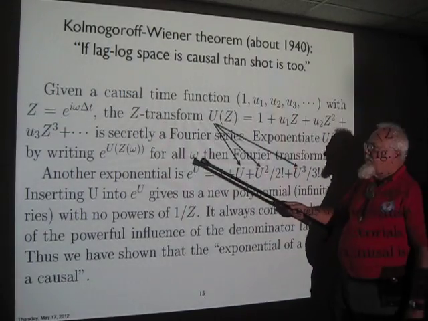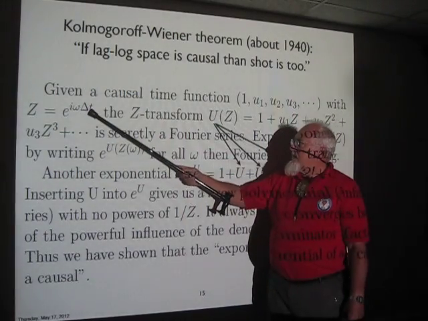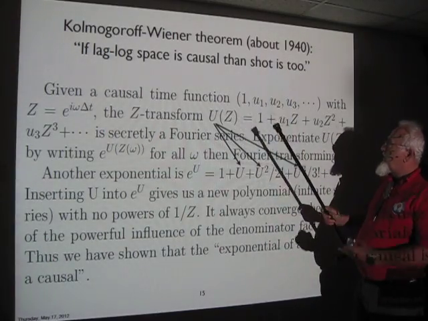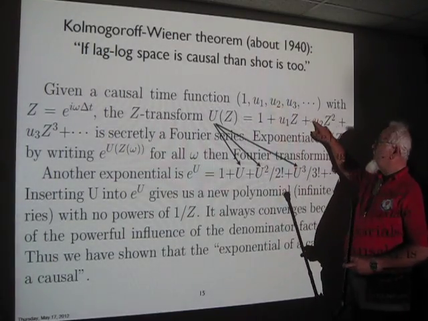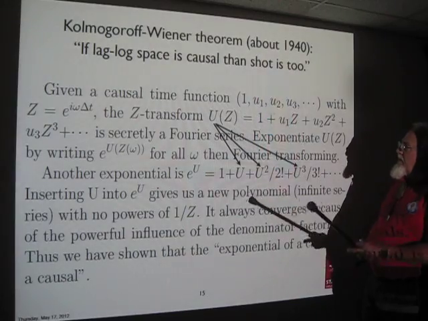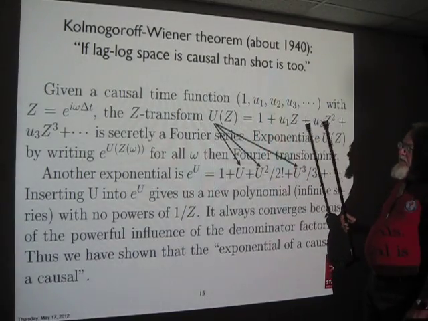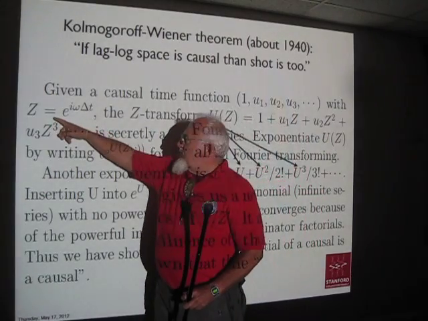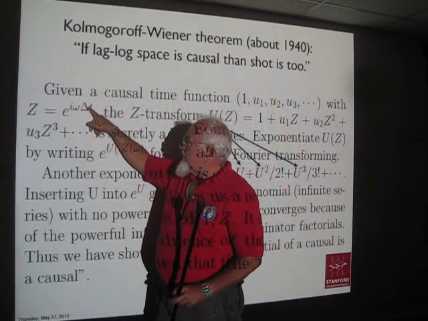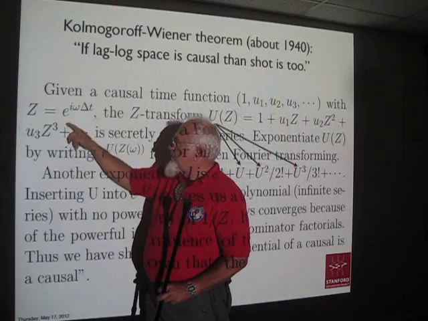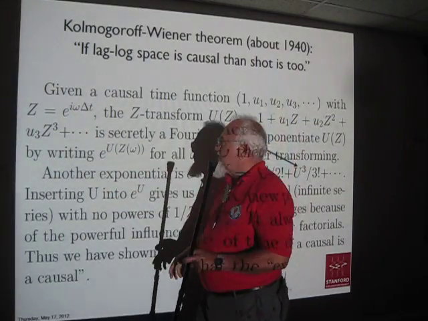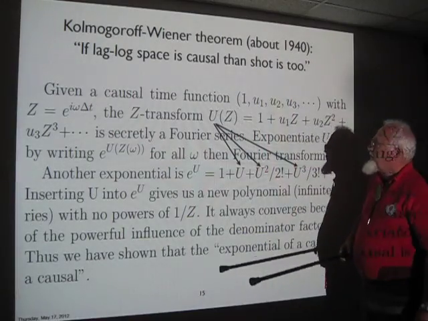We have the usual definition of z equals e to the i omega delta t. Then you make a z transform by putting the u1 here, u2 goes here, and so on. And this Z transform is secretly a Fourier transform. You can sort of tell that because if you had Z cubed, there'd be a 3 delta t. So it'd be u3 e to the i omega 3 delta t.